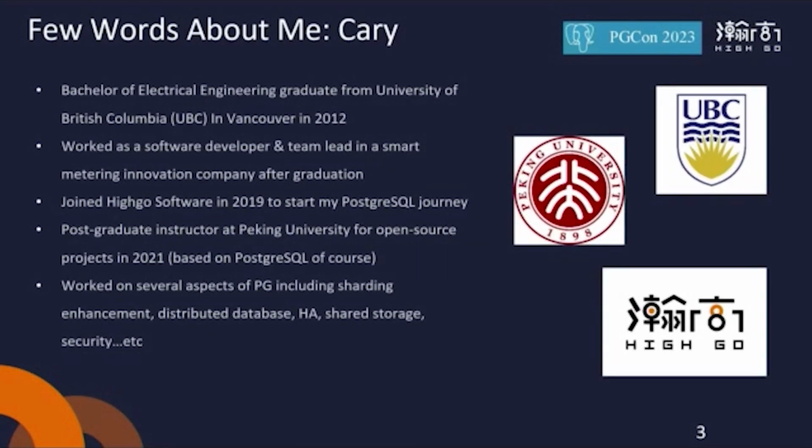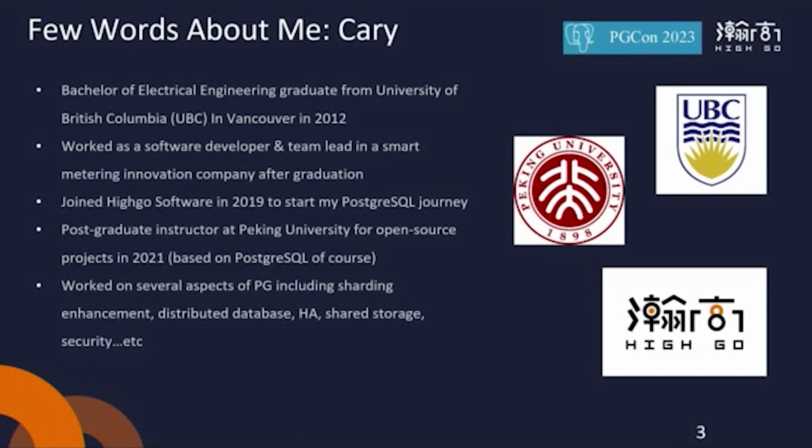So just a few words about me. Since it's my first time here, I think I will just give a little introduction. I'm a student at UBC. I graduated from the electrical engineering department back in 2012. After graduation, I started working at a software company, working on smart meter innovations, like the smart meters that you have in your houses, electricity readings and stuff. So I joined Highgo Software in 2019, and that's the time when I started my postgraduate journey. I'm still very new to this space, about 3.5 years until now. And so this is where I began this journey.